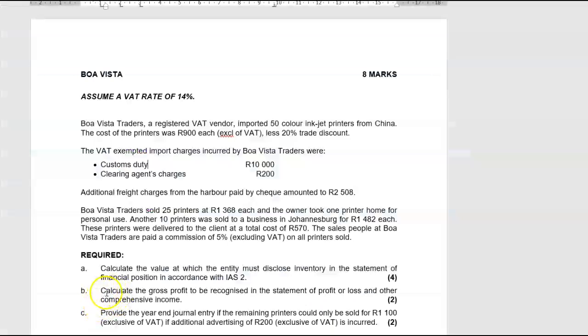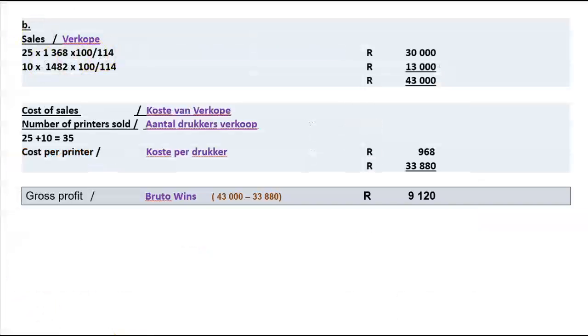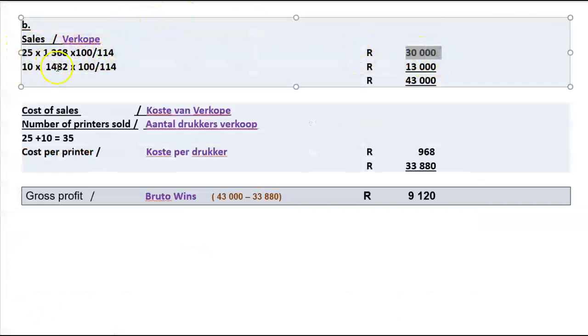The B part of the question asks us to calculate the gross profit to be recognized in the statement of profit or loss. Now, gross profit we know is sales less cost of sales. Sales, we have sold 25 printers at 1368. We must remember to take out the VAT. We have sold another 10 printers for 1482. We must remember to take out the VAT. Now, let's quickly have a look. 25 printers, take out the VAT, gives us 30,000 Rand. 10 printers gave us 13,000 Rand.